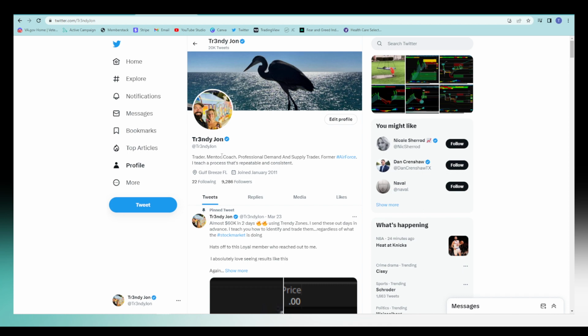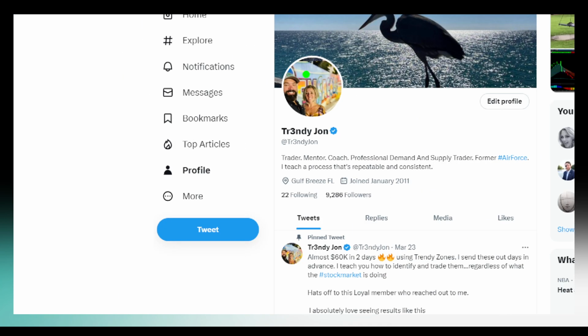TR3NDYJON. And funny story, a lot of people don't know this. This is Bob, right? That's just what we call every one of these guys out in Florida. This is Bob. He's hanging out near our home here. We live on the water in Florida. This is my wife, Ashley.